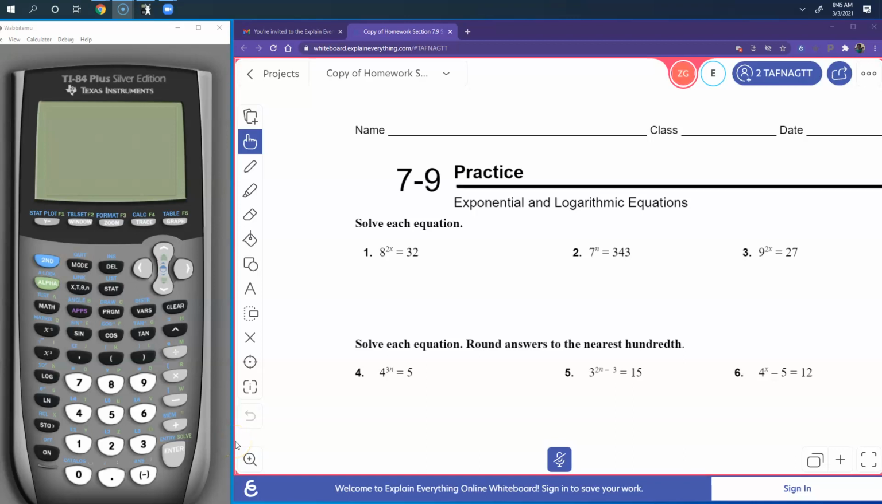Your assignment is to do the even problems. I'm going to do all of them, but your assignment is to do the even ones. And I'll highlight the ones that you're supposed to do in my class.